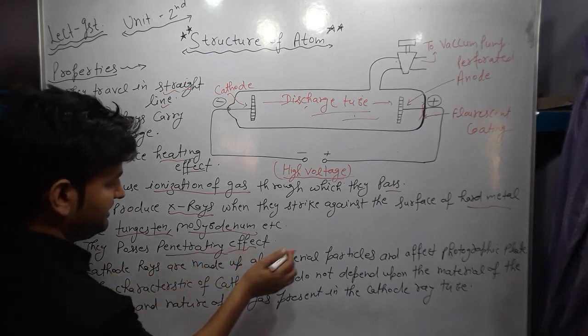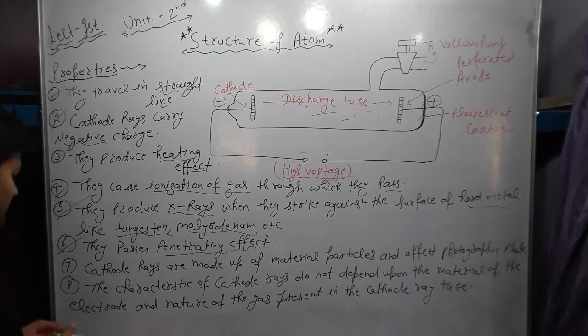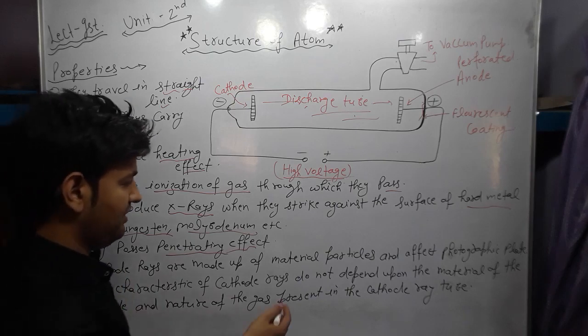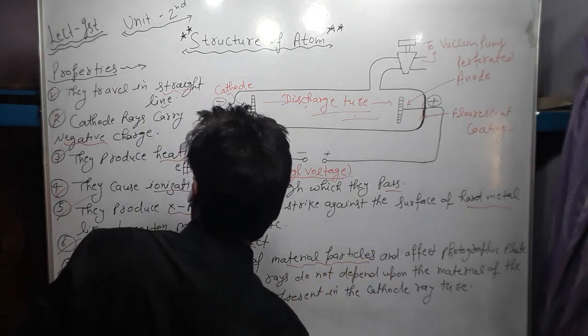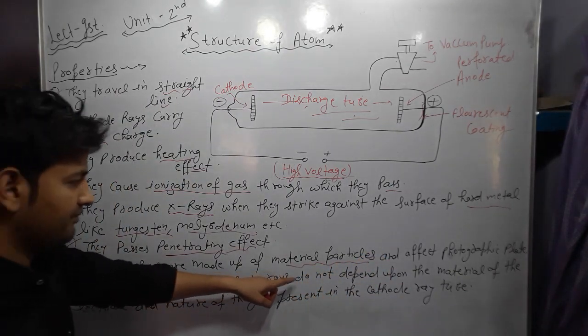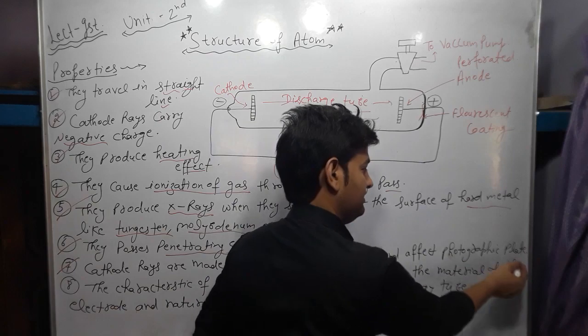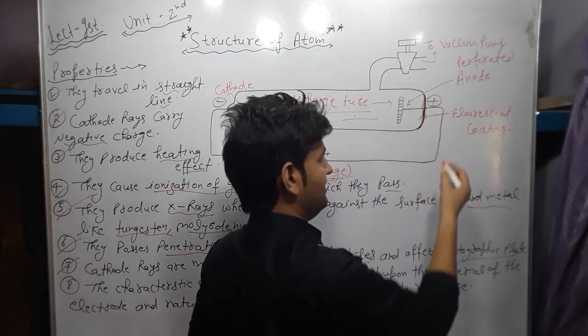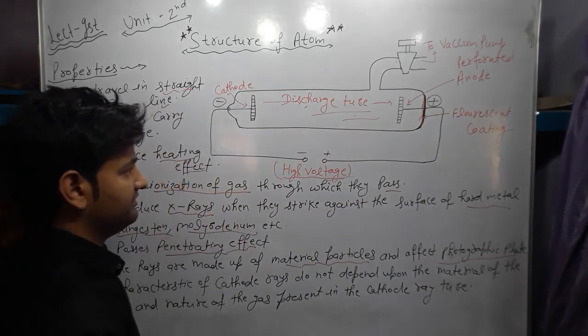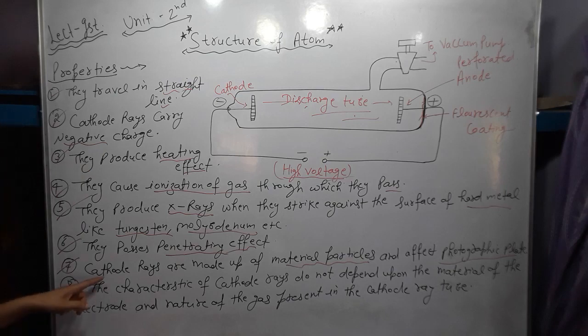Penetrating effect means they can enter inside a body. Next point is cathode rays are made up of material particles. It is an important point. Cathode rays are made up of material particles and affect the photographic plate. जैसे यहाँ पर हमने देखा फ्लोरोसेंटिंग कोटिंग के ऊपर इसके ऑब्जर्वेशन देखे हमने. सो कैथोड रेज मटेरियल पार्टिकल्स की बनी है. नेक्स्ट लास्ट पॉइंट इज कैथोड रेज.